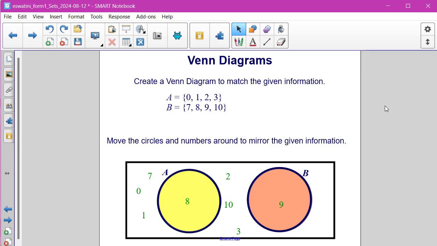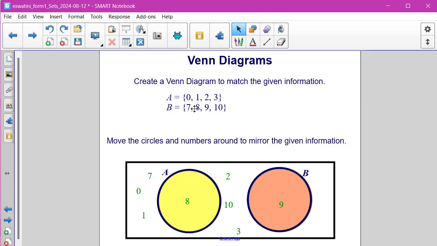Here's another example. We are going to create a Venn diagram to match the given information. Set A contains the elements 0, 1, 2, and 3, and set B contains the elements 7, 8, 9, and 10. We can move the circles around and the numbers to mirror the given information.